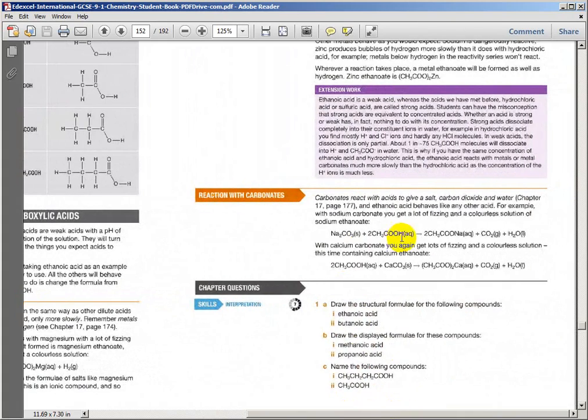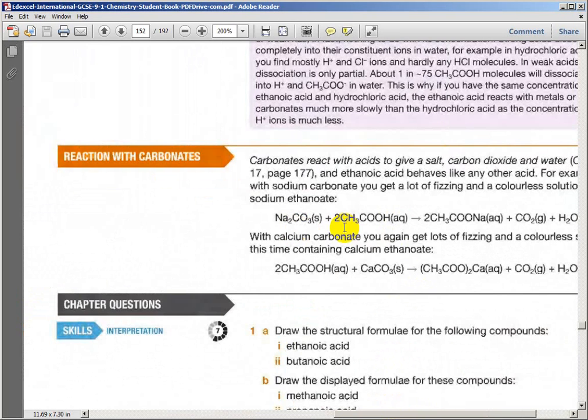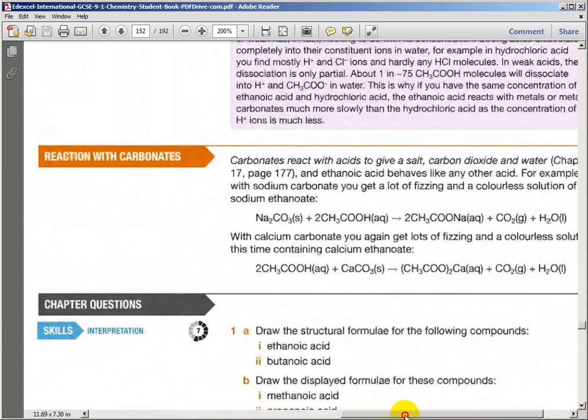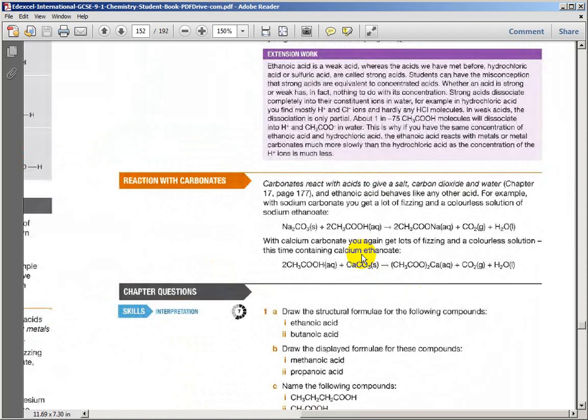Okay, look, when acid reacts with metal carbonate, it forms salt, sodium acetate, carbon dioxide gas and water. If calcium carbonate is the carbonate, and this is ethanoic acid, then it forms calcium ethanoate, this is the salt, carbon dioxide and water. Okay, finish this chapter.